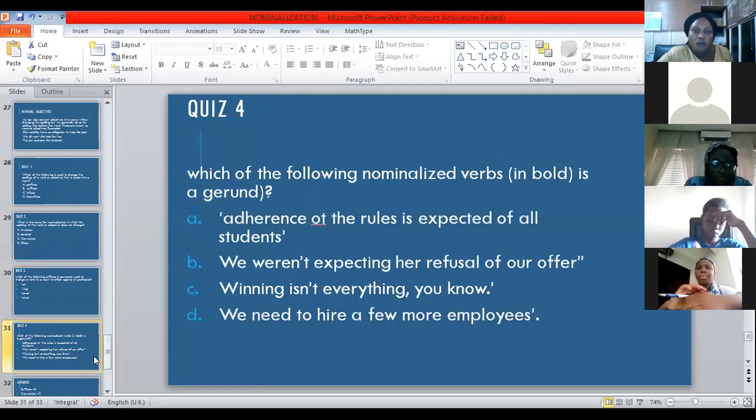Quiz 4. Which of the following nominalized verbs in bold is a gerund? A, adherence to the rules is expected of all students. B, we weren't expecting a refusal of our offer. C, winning isn't everything, you know. D, we need to hire a few more employees. Take a look at these options and make your choice. 10 seconds. 9, 8, 7, 6, 5, 4, 3, 2, 1.